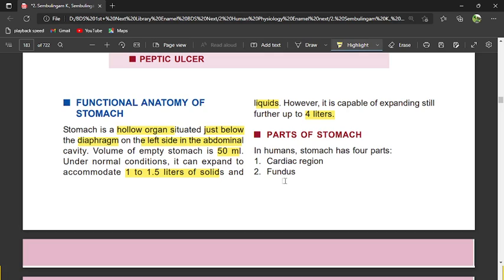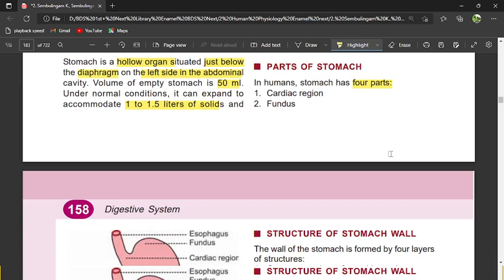Parts of the stomach, there are 4 parts, okay, don't follow the old textbooks, okay, we have 4 parts of the stomach.